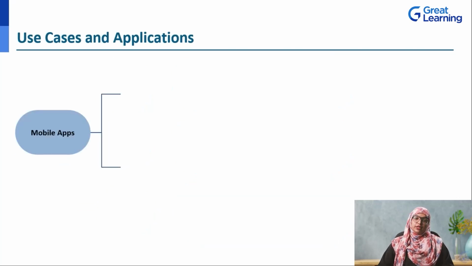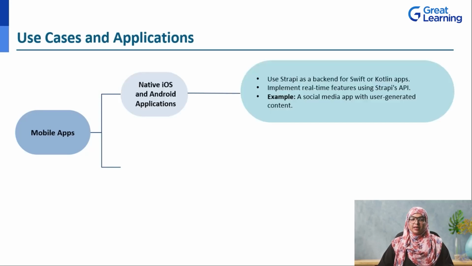So next we will see what are the use cases and applications. As we said, Strapi can be used for different platforms, right? So mobile apps, so native iOS and Android applications. You can use your Strapi as a backend for Swift and your Kotlin apps, right? And implement your real-time features using your Strapi's API, that is your REST API and your GraphQL APIs. Okay, one of the examples you can say is a social media app with user-generated content.